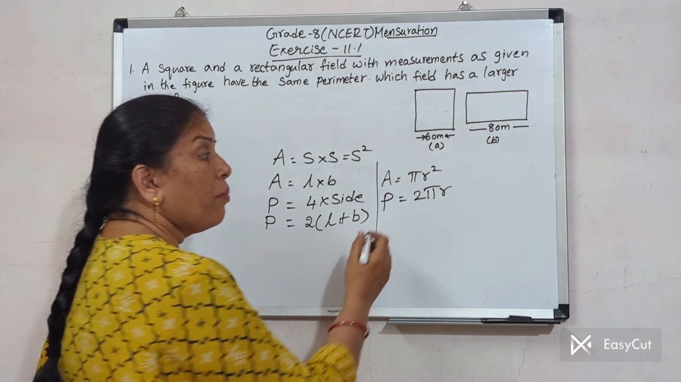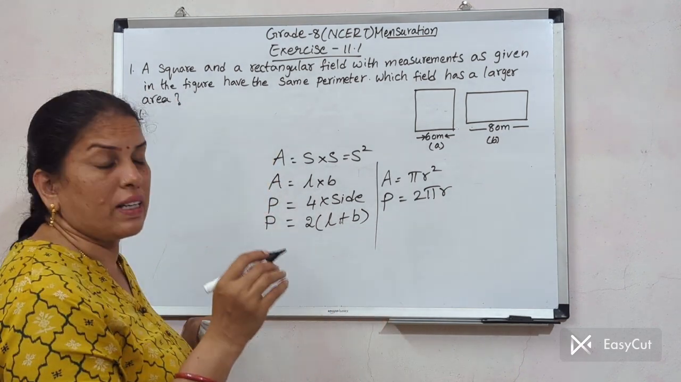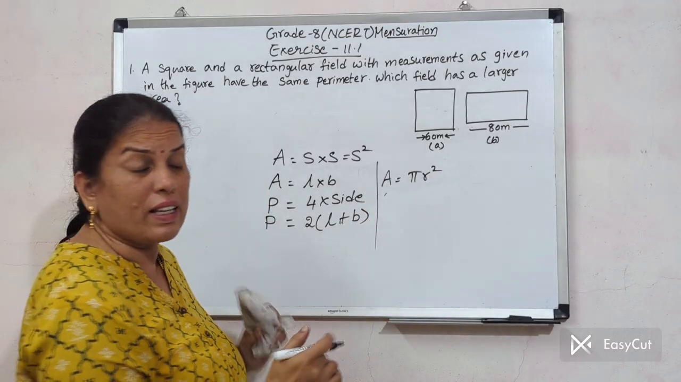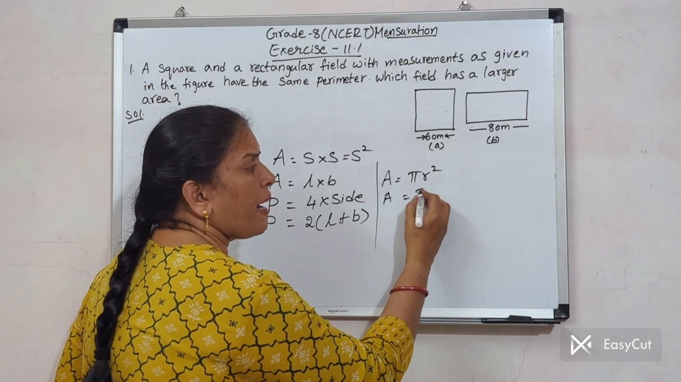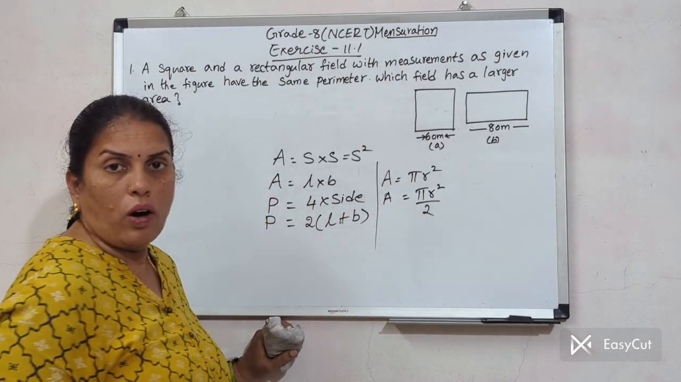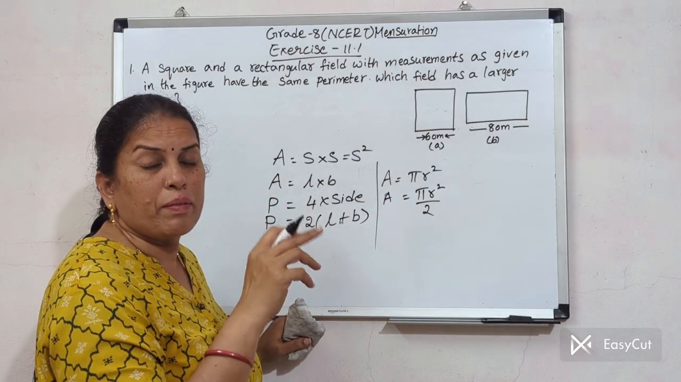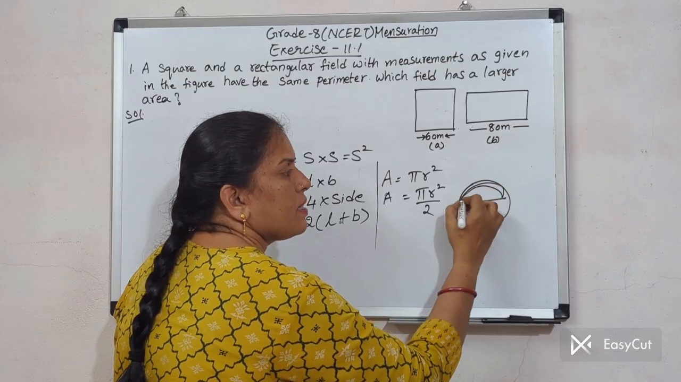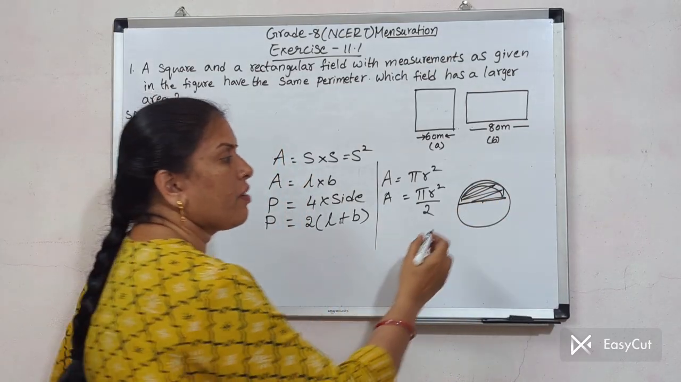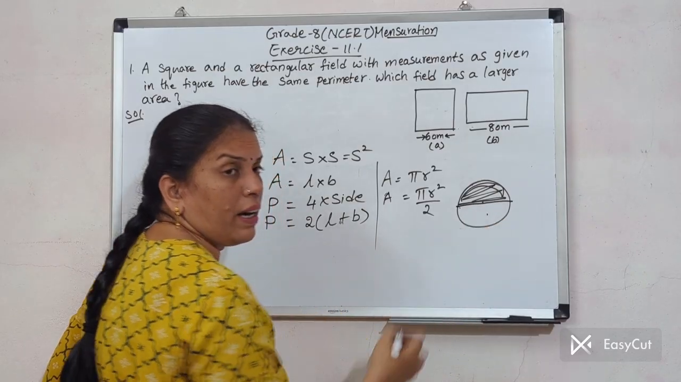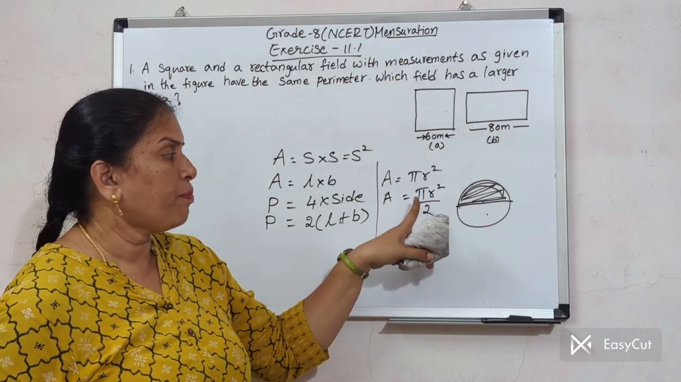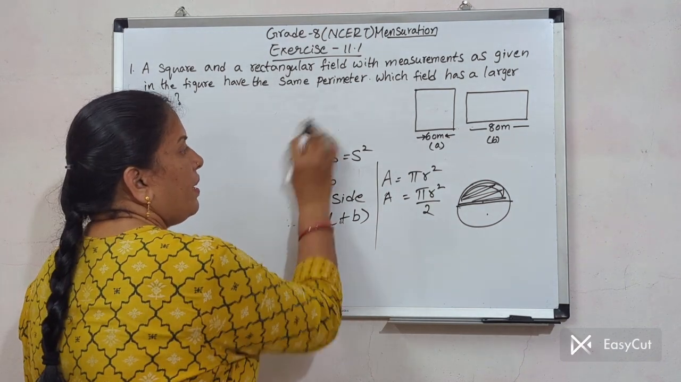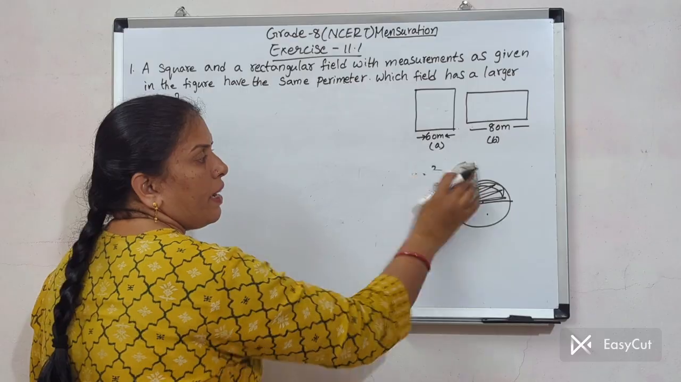For example, the area of a semicircle is A is equal to pi r square by 2. Why? Because a semicircle means half of a circle. There are 2 equal parts, and for one part the area is pi r square by 2. This is the area of the semicircle. Now, let's go into the exercise.